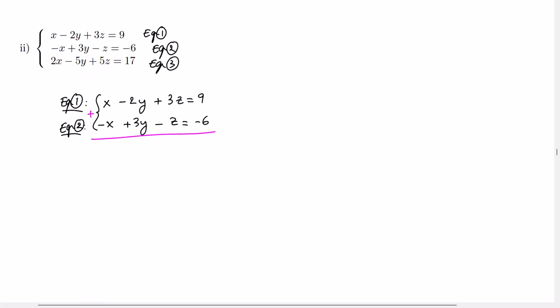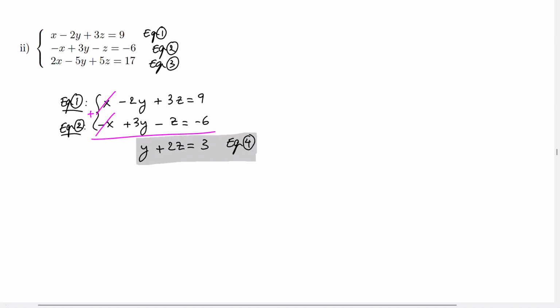So adding the equations up together, we can see that the term with x will disappear because x minus x will become 0. Then we'll have negative 2y plus 3y, which gives us just simply y. 3z minus z will be a positive 2z, and 9 minus 6 will be 3. We will call this equation number 4, and we will leave it for a few minutes, and we'll come back to it in just a moment.